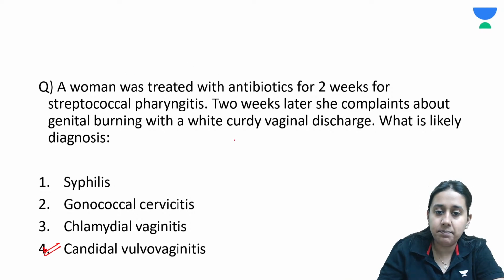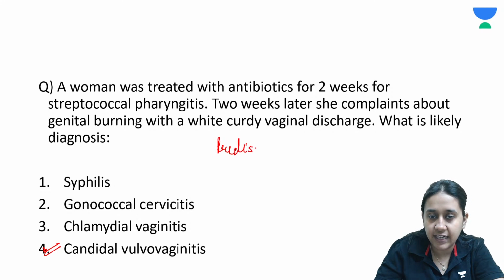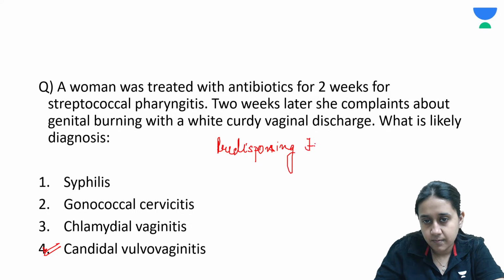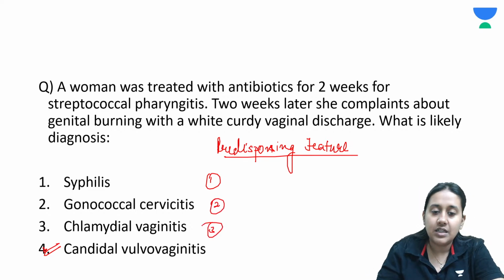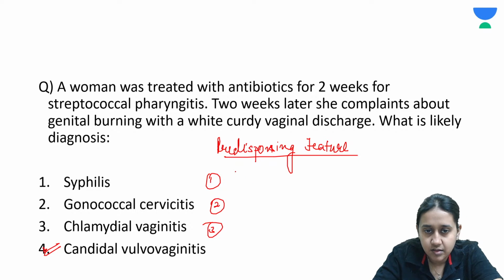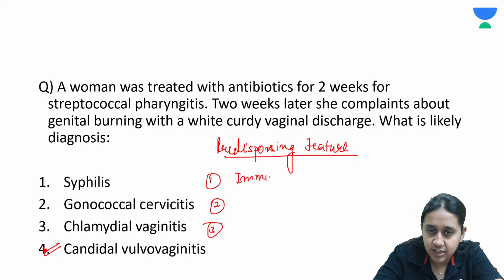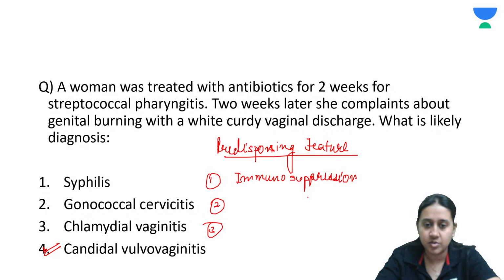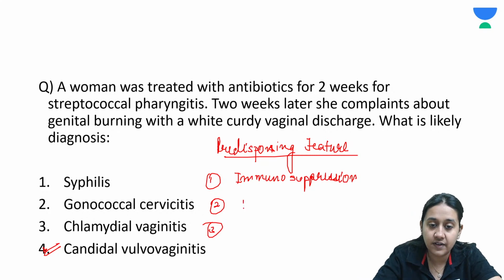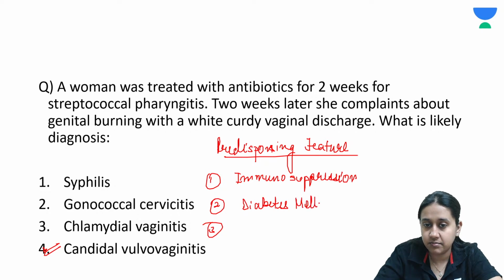Please remember, what are the predisposing features for development of candida? Number 1, you see them in the patients who have immunosuppression. Can be local immunosuppression, can be generalized immunosuppression. In those who have diabetes mellitus.